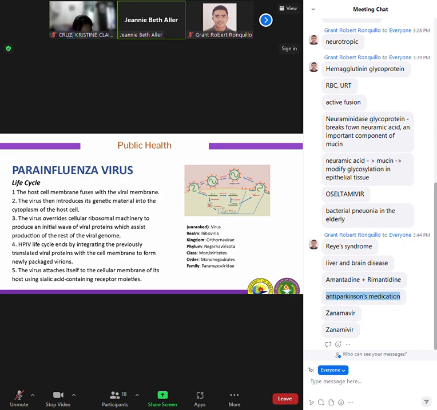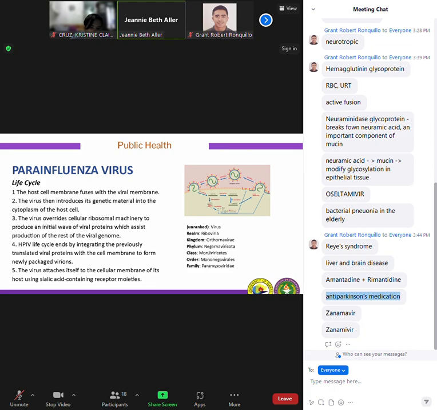The process is mediated by the F protein or what we call viral fusion protein. Next is the virus that introduces its genetic material into the cytoplasm of the host cell. This is followed by subsequent transcription through viral RNA large polymerase or L protein. And then the virus overrides cellular ribosomal machinery to produce an initial wave of viral proteins, which assist production of the rest of the viral genome. And then the human parainfluenza virus life cycle ends by integrating the previously translated viral proteins with the cell membrane to form newly packed virions.